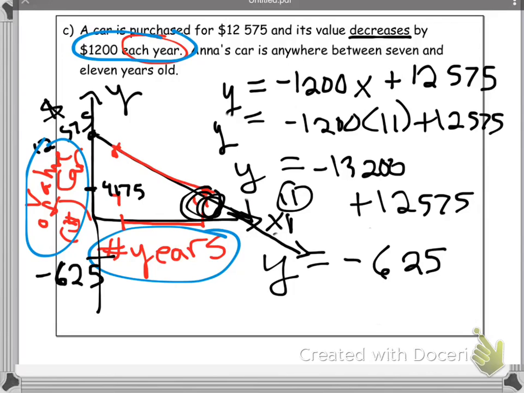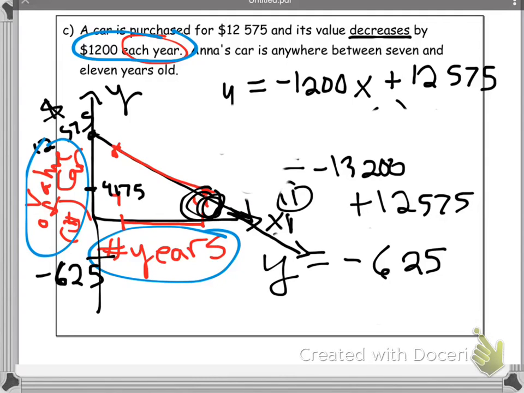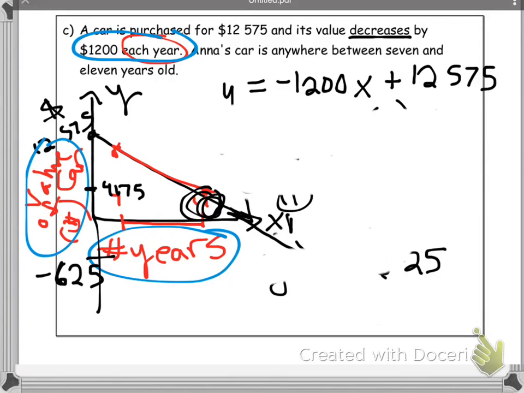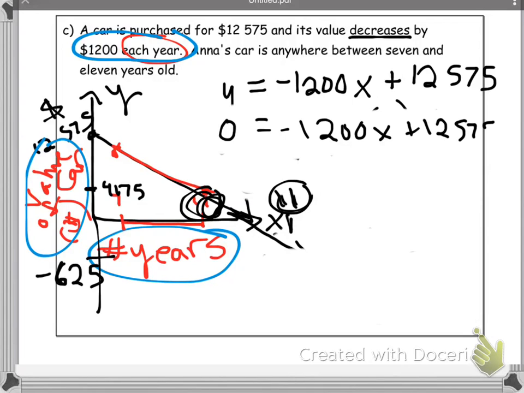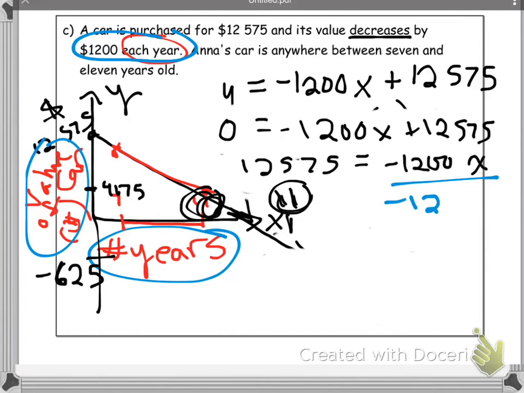Now someone could say it stops at 0, and then you'd have to figure out what your x-intercept is. How do you figure out where your x-intercept is? You set y equal to 0. So x-intercept, y is 0. So we got to bring our 12,575 to that side. 1200x. Divide both sides by negative 1200. Hear my family yelling. And x equals negative 12,575 divided by 1200. 10.48.